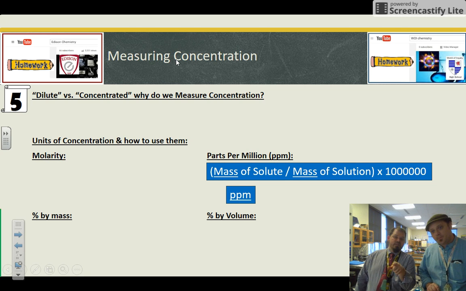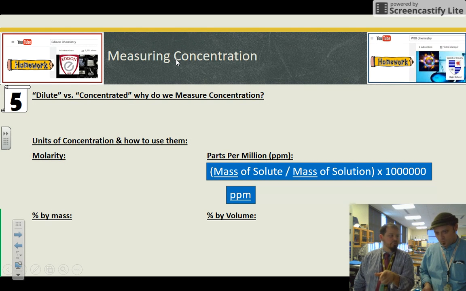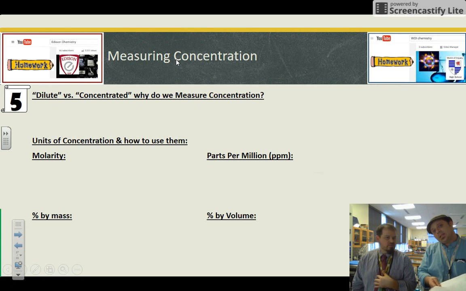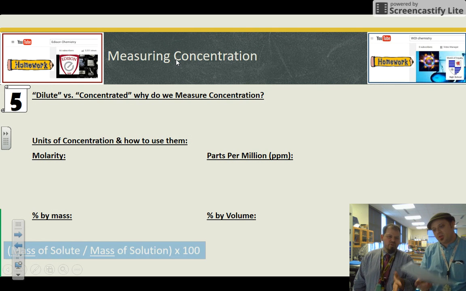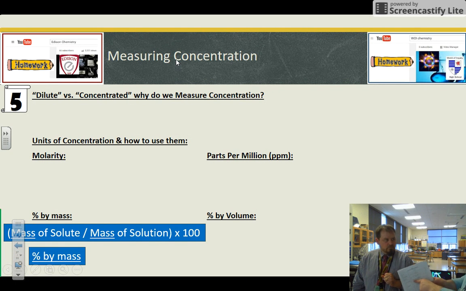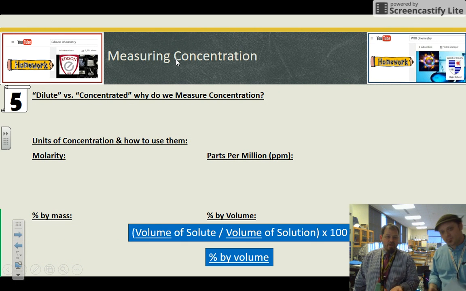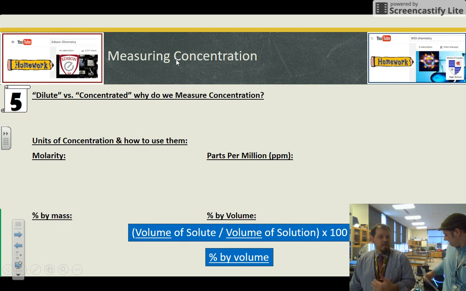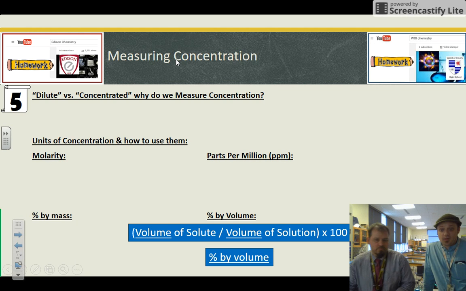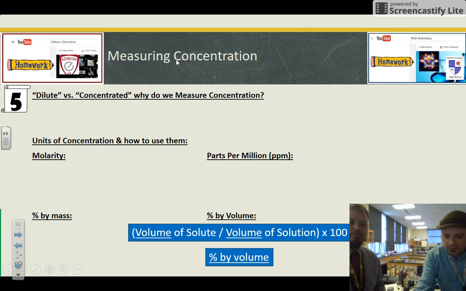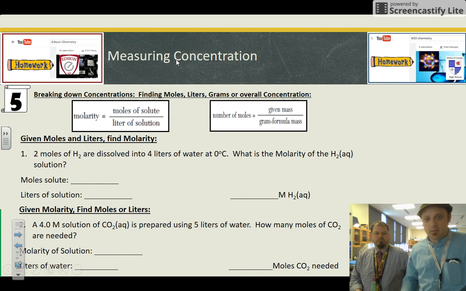The key piece here is it's not liters of solvent anymore. It's liters of the actual whole solution now. You'll see that in the calcs. These last two, percent by mass and percent by volume, are really just percent compositions. We're just going to substitute in the mass or the volume. When we say mass of the part, we're saying mass of the solute, divided by the mass of the whole, which is the mass of the solution. Volume's the same way: the part would be the solute, and the whole thing would be the solution. So I think we've got some calculations to do.